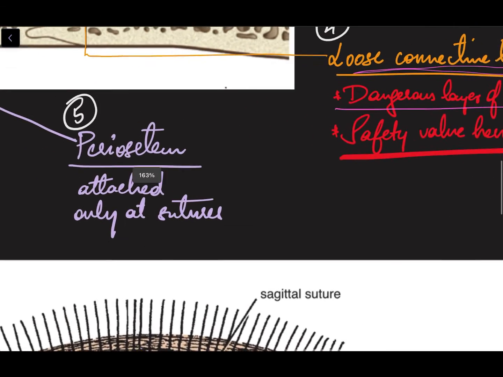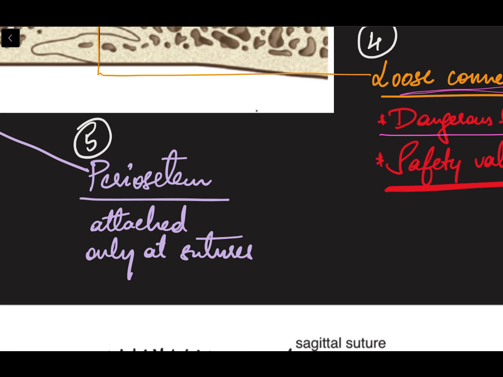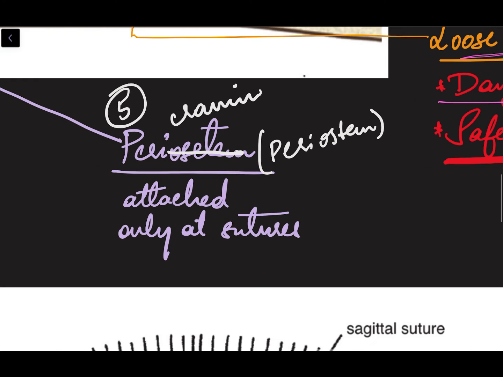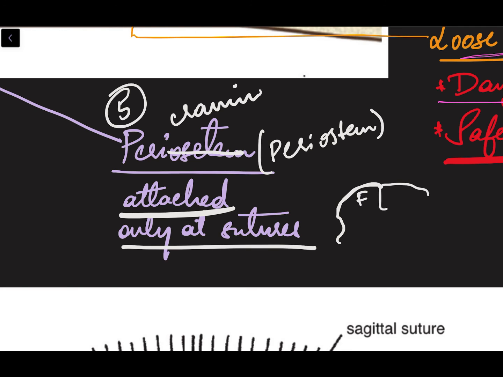Now let's talk about the fifth and final layer, the periosteum. Periosteum is quite similar. Sorry, this is not periosteum, actually its name is pericranium. It is quite similar to the periosteum of bones. It covers the skull bone, the cranial bone, so it is called pericranium. A very interesting point about this is that it is attached only at the sutures. If this is the frontal bone, these are the two parietal bones, as seen from the lateral view, right? So this is the parietal bone, this is the frontal bone.